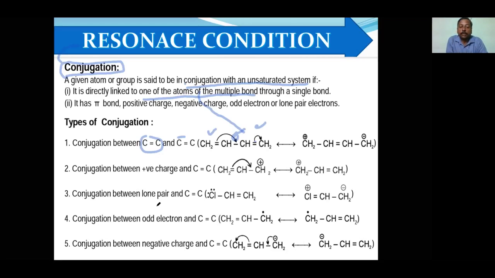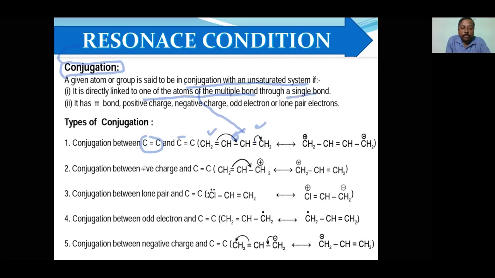Which conjugation? Pi-pi, because carbon also belongs to the pi family. The carbon which has the second bond is in the pi family, and this one is also a pi bond because it is a double bond. Always in a double bond, one bond will be a pi bond and another will be a sigma bond. So two pi bonds are separated by one sigma bond. There should be at least one sigma bond through a single bond.